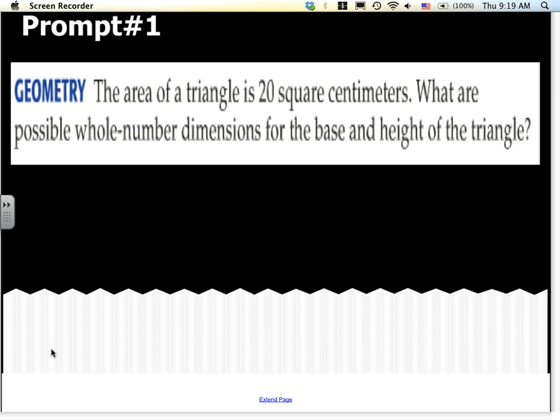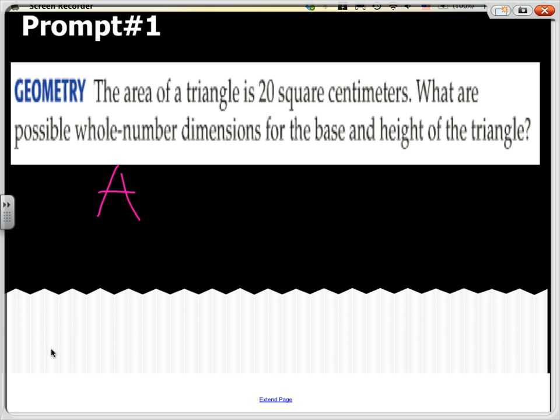The area of a triangle is 20 square centimeters. Okay, so I just talked to you about area of different shapes. Well, right now we're using a triangle again. Can anyone remind me what the formula for the area of a triangle is? Yes. Half times base times height. So I'm going to start with that. Okay, so basically the area of the triangle is half base times height.